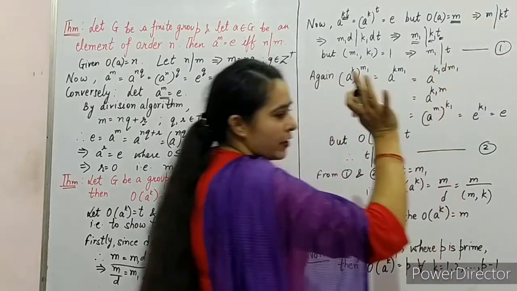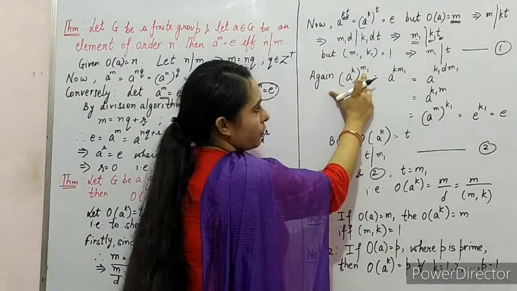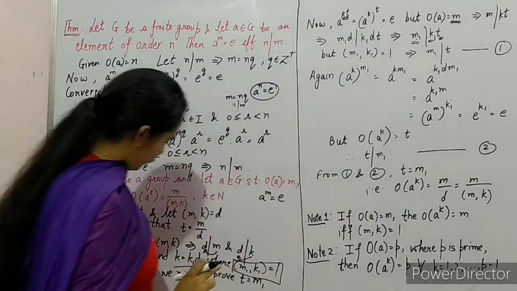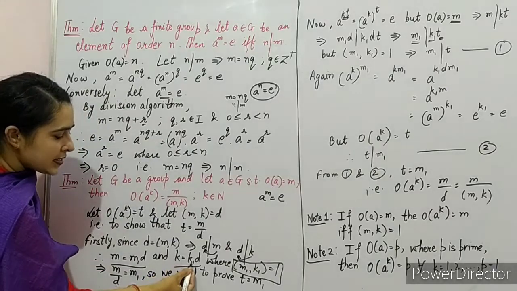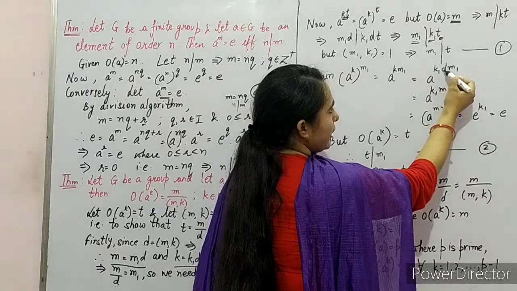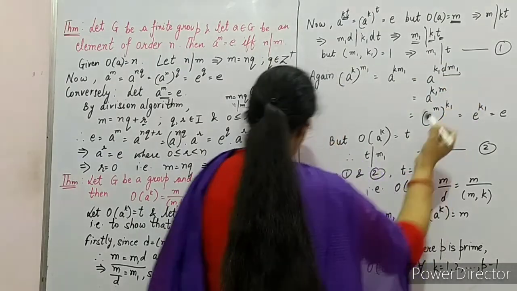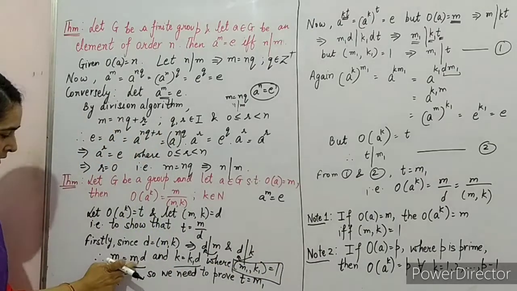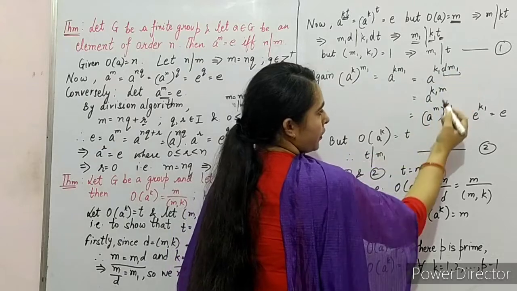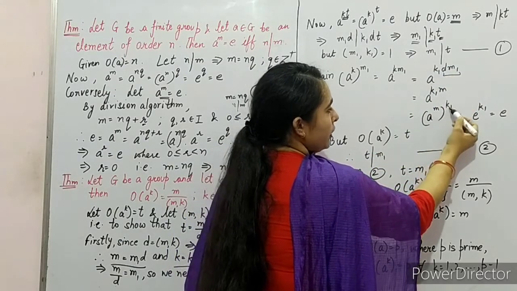Let's mark it first. Again, a raised to the power k raised to the power m1 is equal to, you can write, a to the power k m1. Again substitute the value of k. What is k? k is k1 d. Substitute here, we get a raised to the power k1 d m1. Now, what is d m1? From here, d m1 is equal to m. So substitute here m. Now, interchanging the powers, you get a to the power m raised to the power k1.